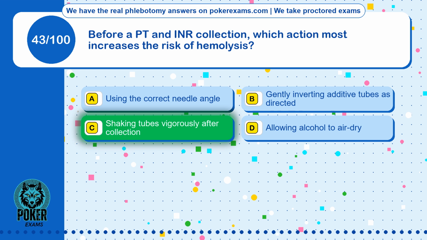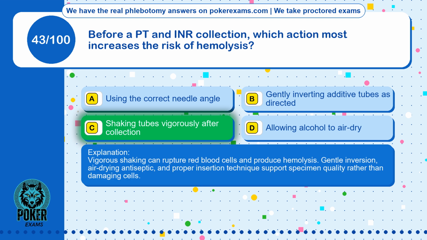The correct answer is option C. Shaking tubes vigorously after collection. Vigorous shaking can rupture red blood cells and produce hemolysis. Gentle inversion, air drying antiseptic, and proper insertion technique support specimen quality rather than damaging cells.